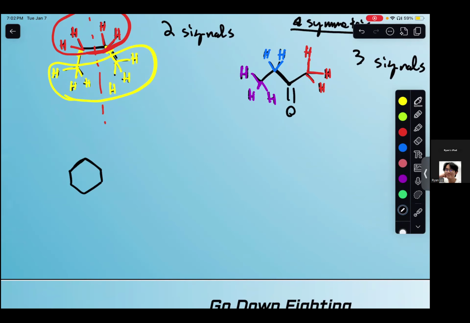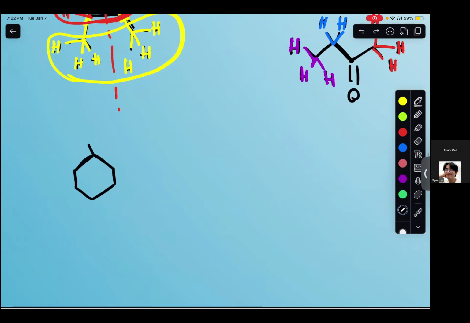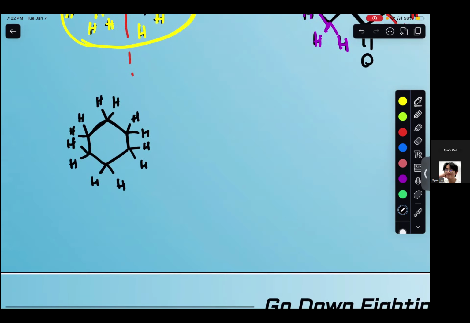So this cyclohexane is symmetrical no matter how you slice it. As long as you slice it in equal halves, there's no way you can get an asymmetric cut. And so maybe you're thinking, okay, this CH2 right here, there's a CH2 right here too, and CH2 right here too. Now let's ask ourselves, how many HNMR signals are in this structure? I'll give you guys some time to figure that out.